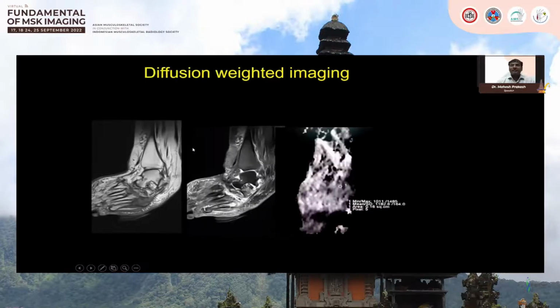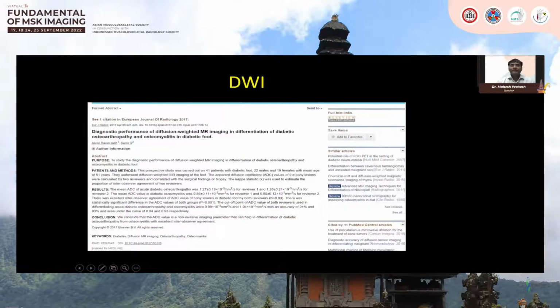So in diffusion, we have to take the diffusion weighted imaging, and then we have to put the ROI and take the value. There has been some literature also. This is one of the papers which said that the ADC value with the role of diffusion weighted imaging is quite useful to differentiate Charcot arthropathy from osteomyelitis.